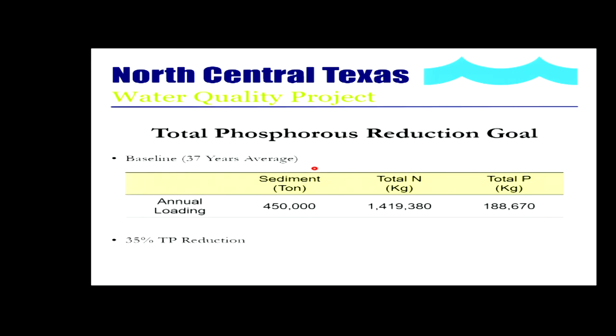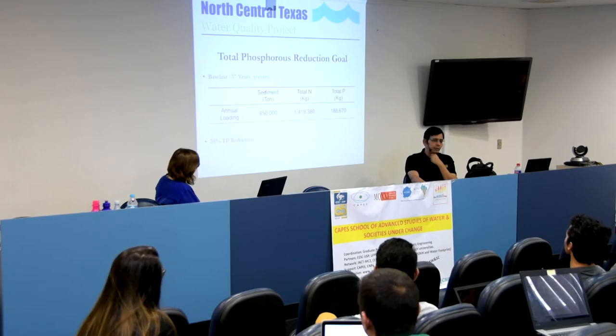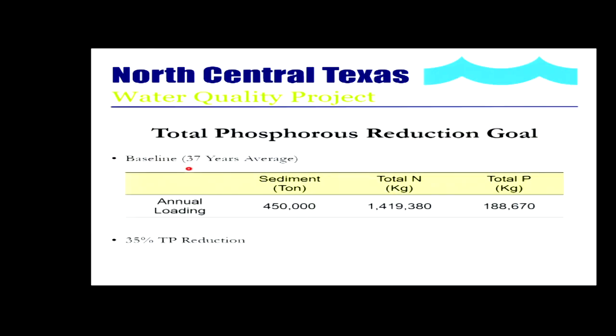So the next is the target. We ran the model from the SWAT model in the lake, and the lake modeler told us that we need to reduce the amount of phosphorus going into the lake by 35%, because they think 35% is reasonable, the expectation. If you ask for 50%, 70% reduction, it's not going to happen. So there's no point in putting some goal that is not achievable.